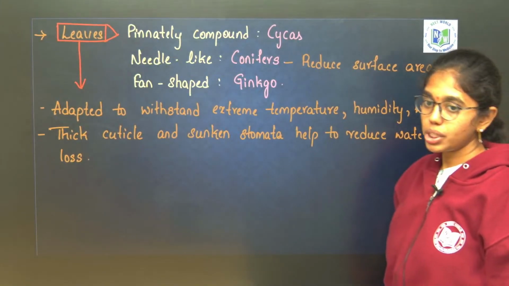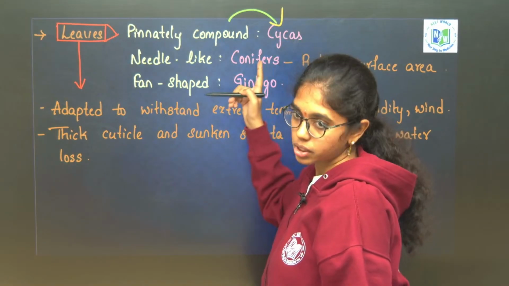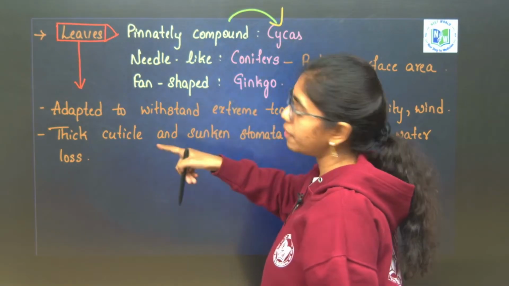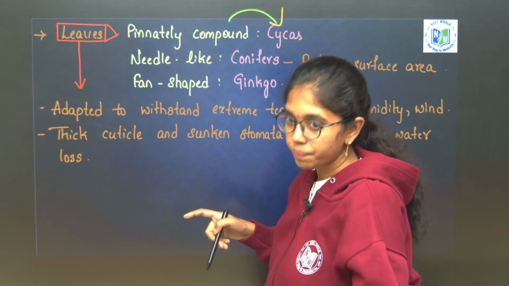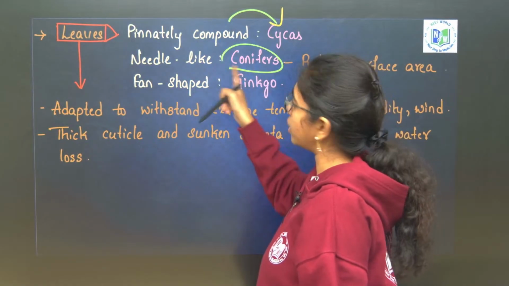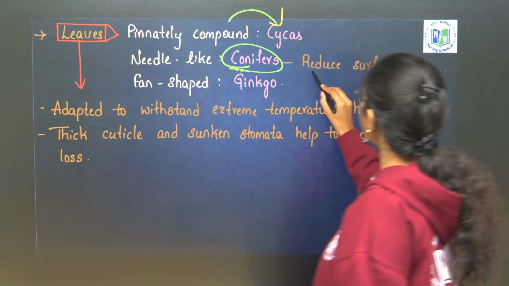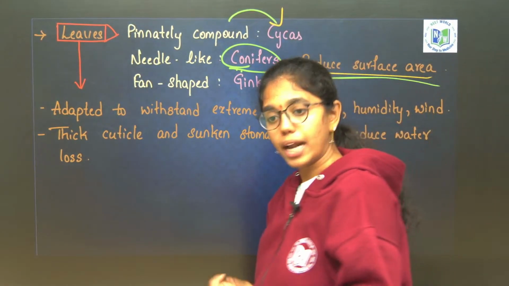And leaves, if you see, pinnately compound leaves are seen in Cycas, okay, and needle like leaves which will prevent the process of transpiration, that is observed in Pinus plants like what? Conifers. Needle like leaves are observed which reduces the surface area, thereby preventing the process of transpiration.